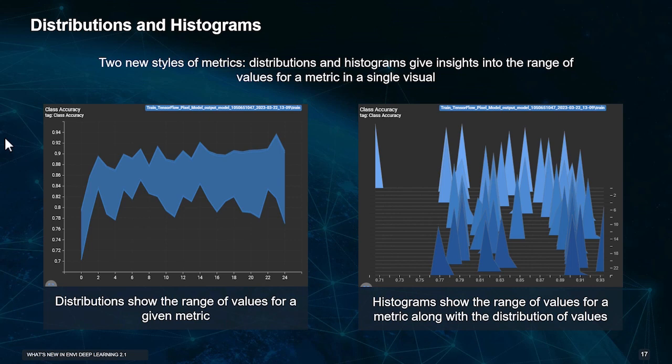So it's an actual histogram that you'll see. So it gives you the range, just like you see on the left, but also some information about relative count or intensity for those as well.